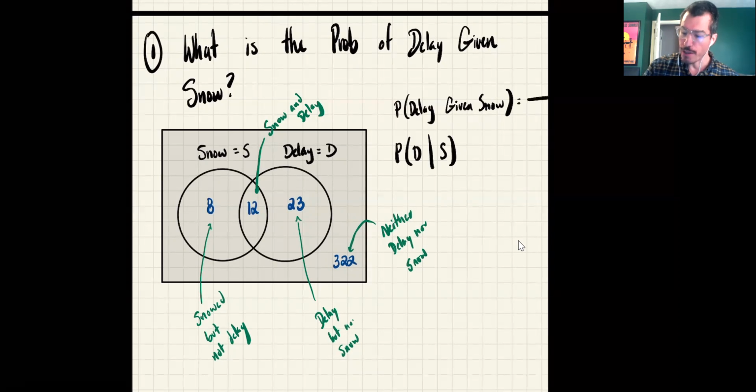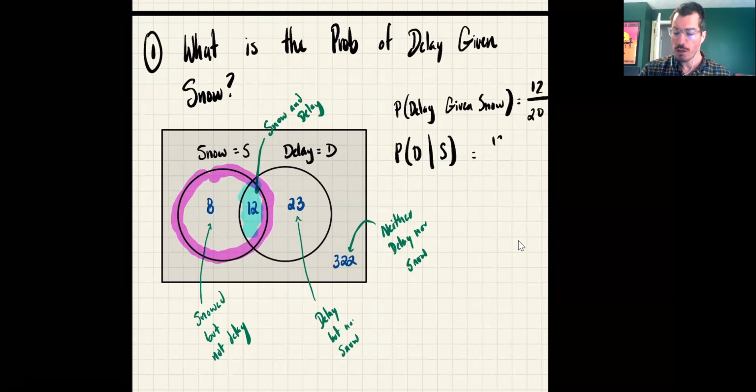So what I can see here is we know that we're only focusing on snowy days. Okay, we're only focusing on the 20 days where it was snowy. And then from those 20 days, how many times did we have a delay? So again, from these 20 days, looking at our pink circle, how many days did we have a delay? And that's going to be these 12. So we have a 12 out of 20. So the probability of delay given snow is 12 out of 20, or 0.6.